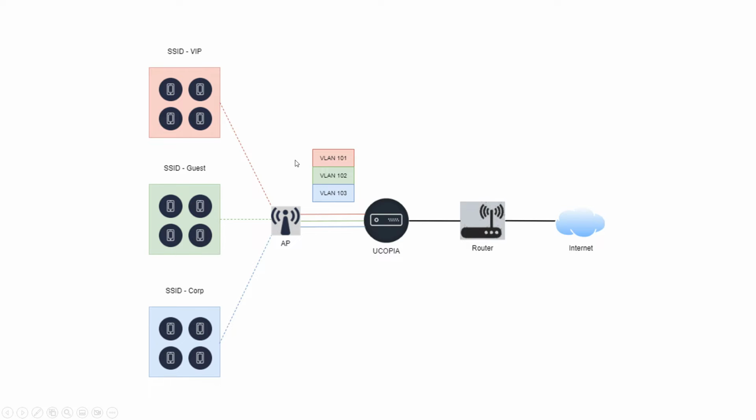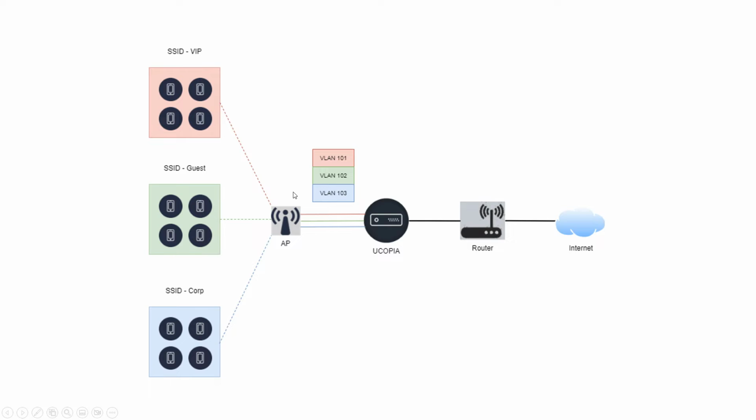Okay, before I start the demo, I just want to show you a network diagram as part of the scenario. Here you see three different networks or SSIDs that connect to an AP, which connects to UCOPIA, and then connection out to the internet through this router. It's a simple diagram, nothing too technical for the not too technical audiences.